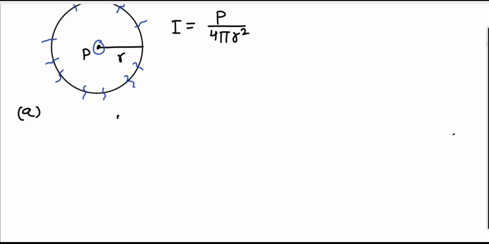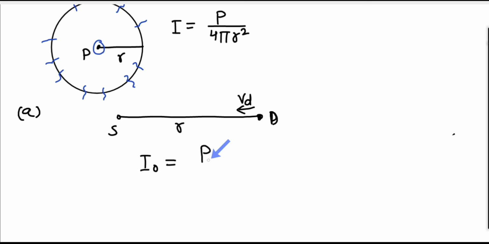Intensity. What will happen in the cases given here? In the first case, the source is kept at rest while the detector is moving with velocity v_d towards the source. In this case, if the detector was at rest, the intensity would have been this, no doubt about it, since the distance between them is r. So let that intensity be the intensity I naught, if the detector was at rest, that is equal to P by 4 pi r squared. And what will change if the detector is moving, right?